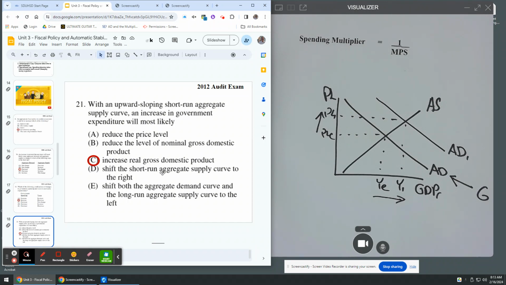A shift in aggregate supply? No, this is government spending. Anytime you say spending or expenditure, that implies aggregate demand. And a shift in aggregate demand and the long-run aggregate supply, well, that's not going to be the case. We'll talk about shifts of long-run aggregate supply in Unit 5. C is our magic answer.